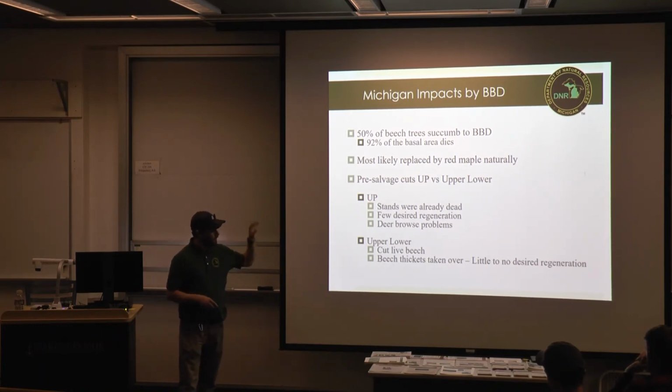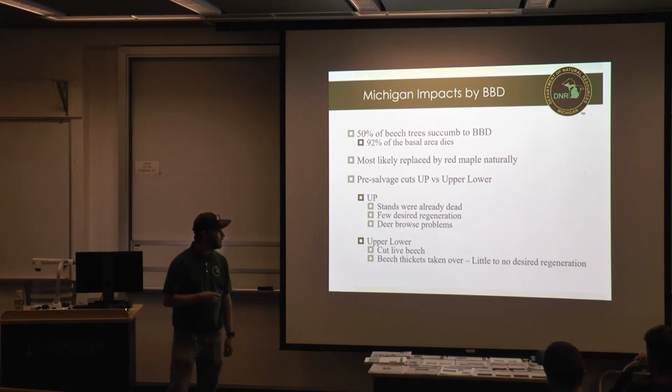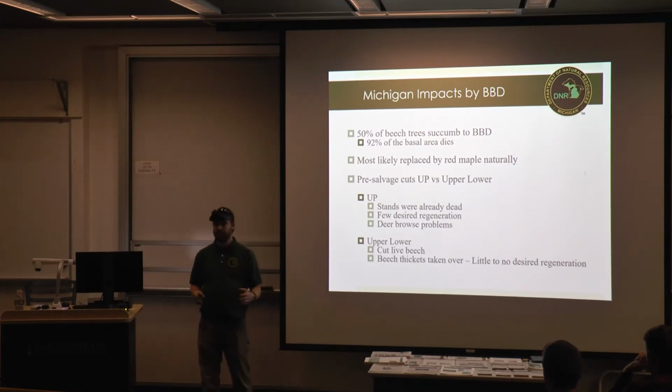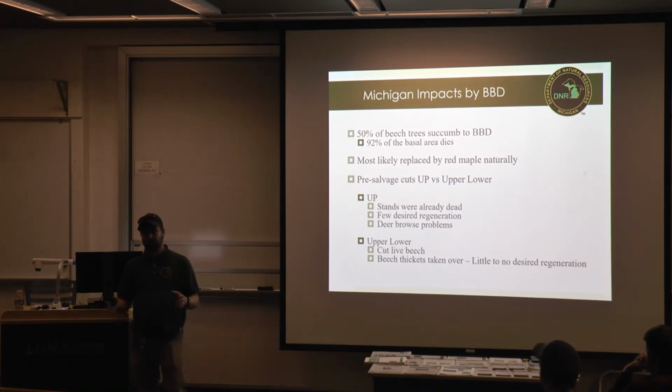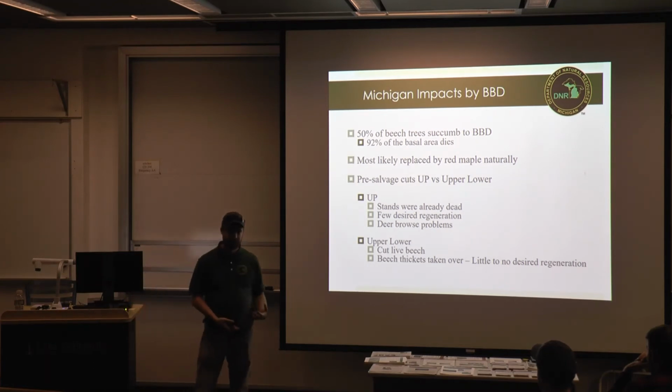And just to talk a little bit about what the state's been doing, that hasn't been working really well for us, is that we went through in the UP and we did a lot of salvage cuts. You know, good thing about the UP is where we did these salvage cuts, these beech trees were already dead. So the root system was dead as well. So when we went through and cut them all, we didn't get a lot of sprouting from beech trees, and we could get desirables, maples, things like that come back up in those stands.